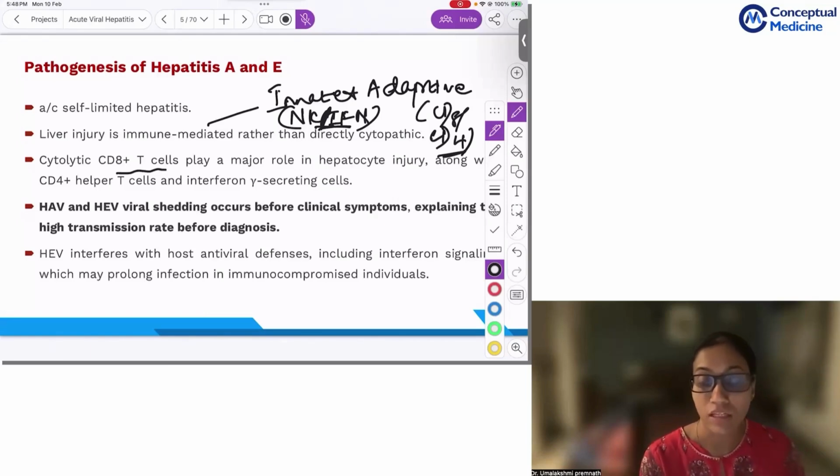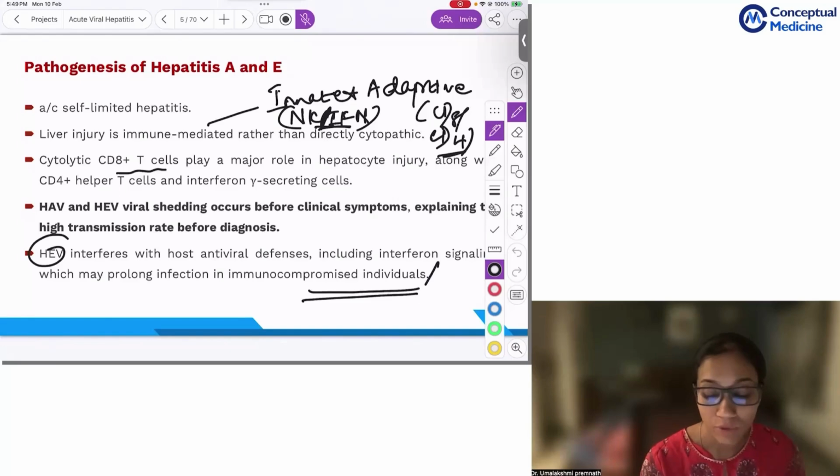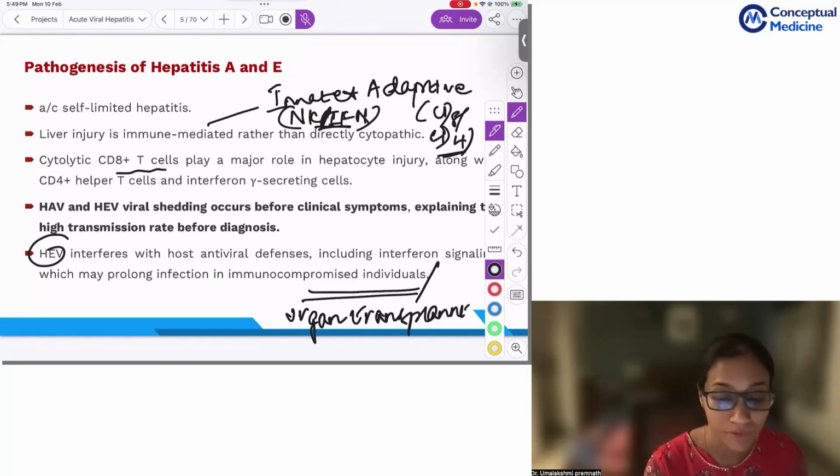So this is what we said. Before the clinical symptoms means what? During the incubation period. Explaining why there is a high transmission rate before diagnosis itself. HEV interferes with the host antiviral defenses, including interferon signaling, which may prolong infection in immunocompromised individuals. So this is the only condition in immunocompromised or in organ transplants. These are the conditions where you can have a chronic hepatitis E infection.